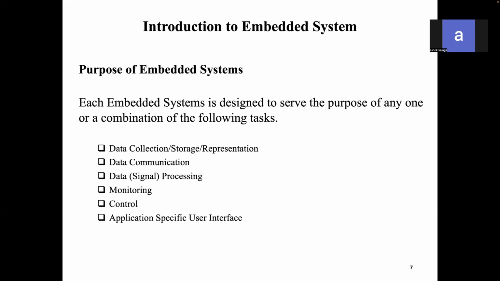Okay. Now, the six different purposes of the embedded system are: first one is data collection, storage, or representation. Second one, data communication. Third one, data or signal processing. Fourth one, monitoring. Fifth one, control. And sixth one, application specific user interface.